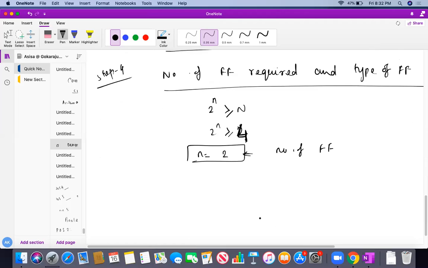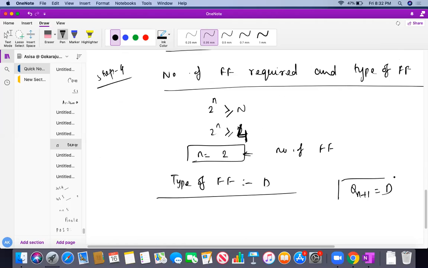And what is the type of the flip-flop? Nothing has been given here. So the easiest type you can take is the D flip-flop. Why D flip-flop? Because we know that for the D flip-flop, Qn plus 1 is D. The excitation table will be a little easier. That's why I have just taken D flip-flop. Your wish, you can take D, T, JK, SR. Whatever flip-flop you take, accordingly you can design it, nothing else.